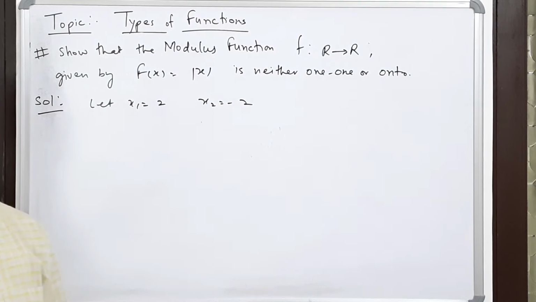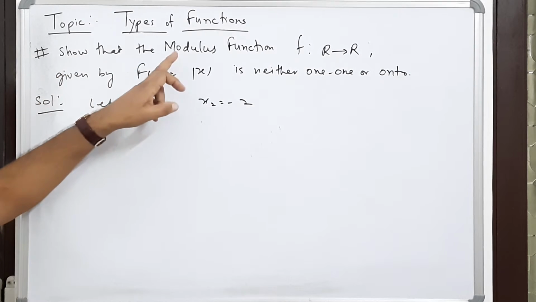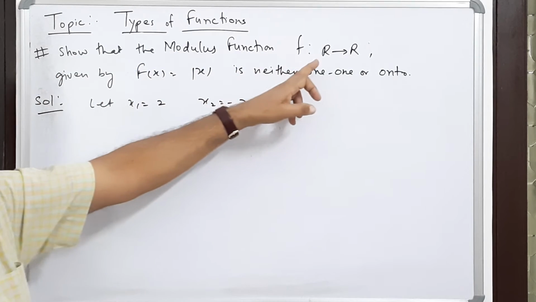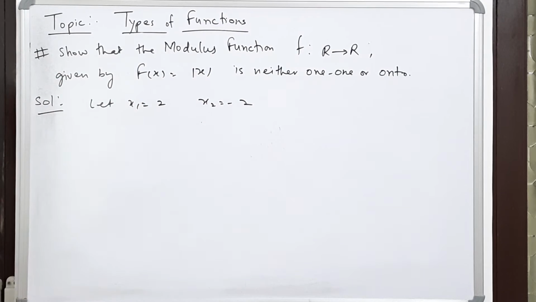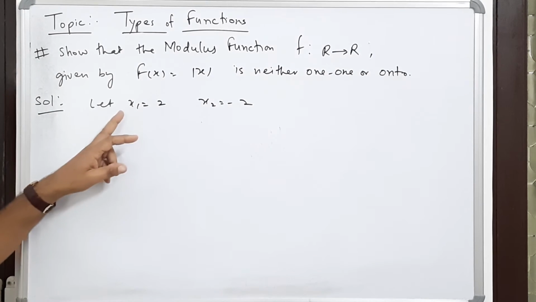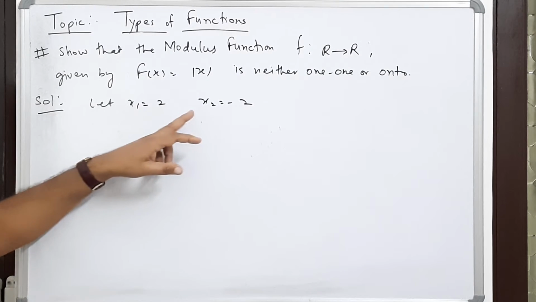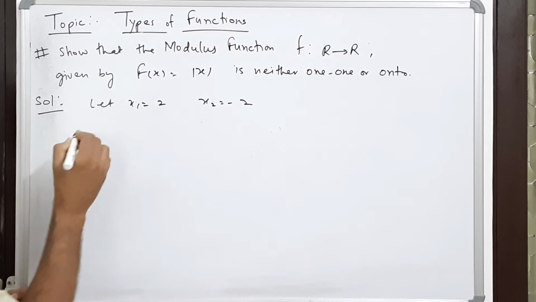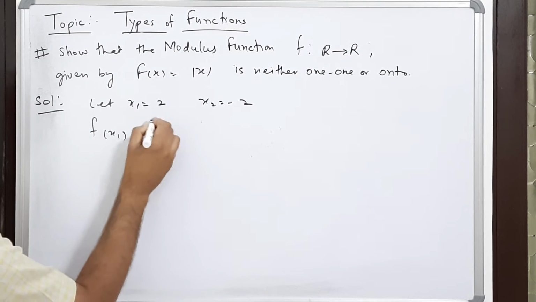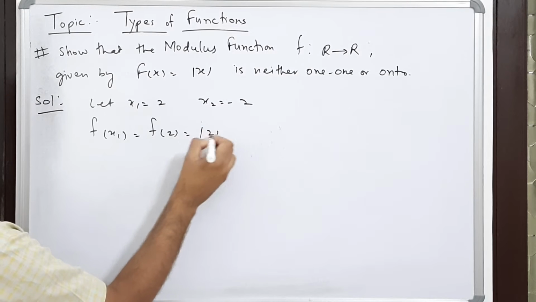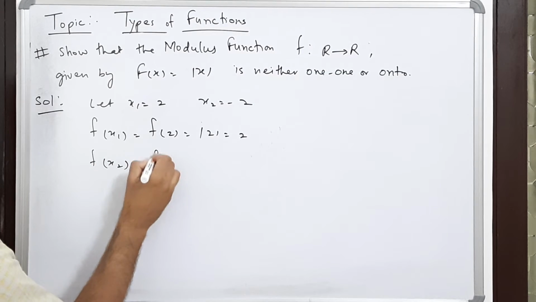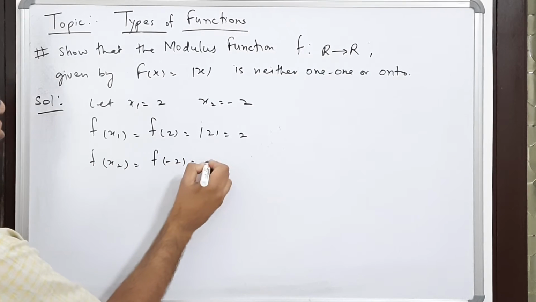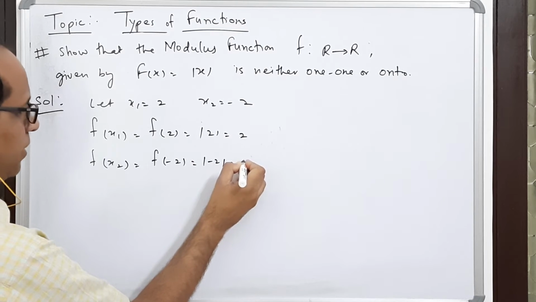The second problem for today is: show that the modulus function from real numbers to real numbers, given by f(x) = |x|, the absolute value of x, is neither 1-1 nor onto. Now look here, I am explaining. Suppose x1 = 2 and x2 = -2. Then f(x1) = f(2) = |2| = 2. And f(x2) = f(-2) = |-2| = 2.